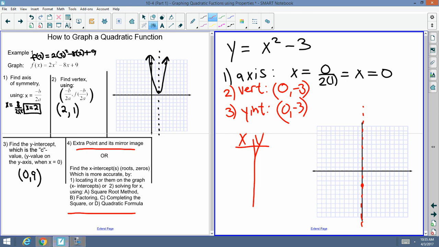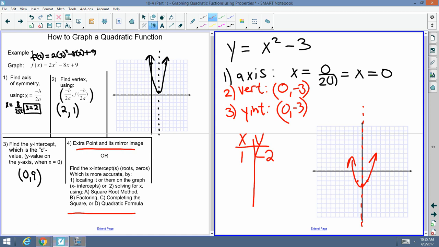So what I would do is just make a table. Choose when x is 1. When x is 1, what's y? Negative 2. So (1, -2) is right here. What's the mirror image? Yeah, if I went 1 to the right, now go 1 to the left, and voila. You're graphed and you're done.